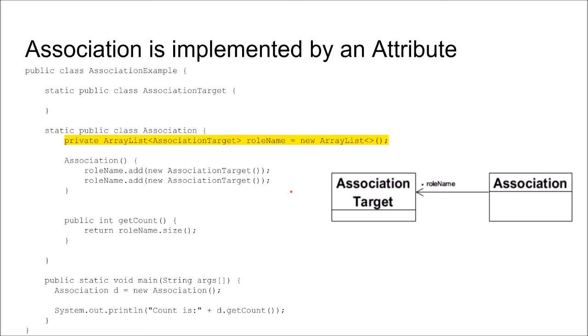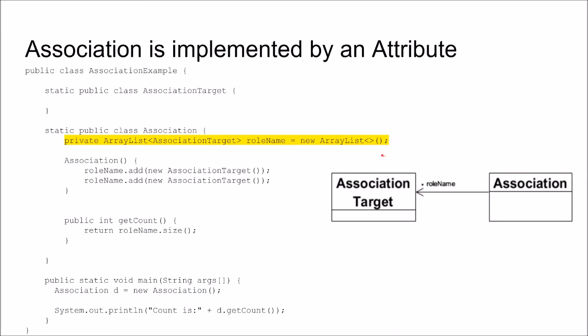Associations are implemented by using an attribute. In this case, the association class contains an attribute of type association target. This attribute should have the name role name, and it should be able to contain many instances of association target objects. This is often implemented using some form of collection class. In this case, we have selected to use an array list that contains association target objects. The attribute name is role name, and this is how this relationship is implemented.